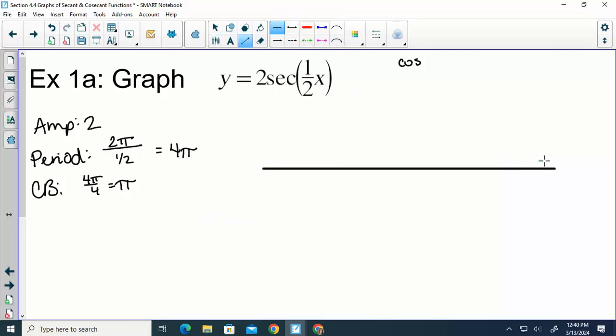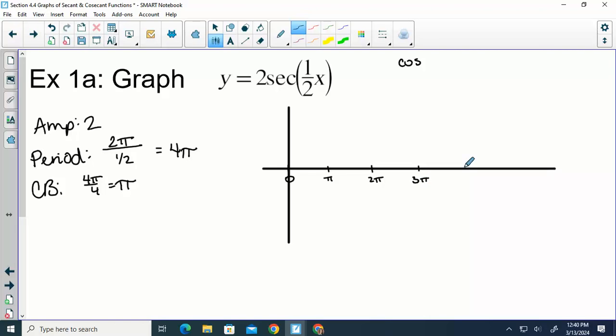Okay. So I'm going to start out like I were graphing cosine. So starting at 0, counting by pi: 1 pi, 2 pi, 3 pi, 4 pi. Amplitude is 2, so I'm going to mark positive 2 and -2. Okay, so cosine, let's lightly draw that in. It's not our final answer.